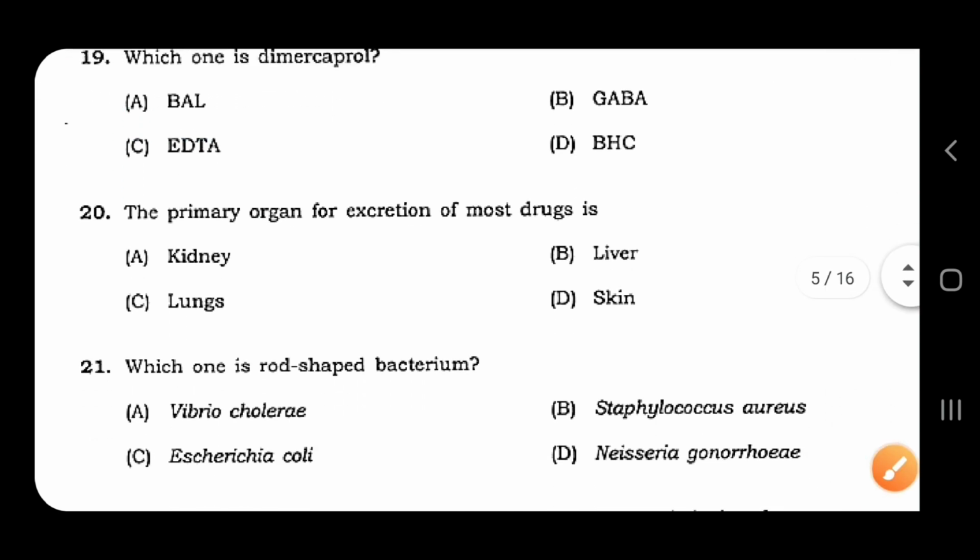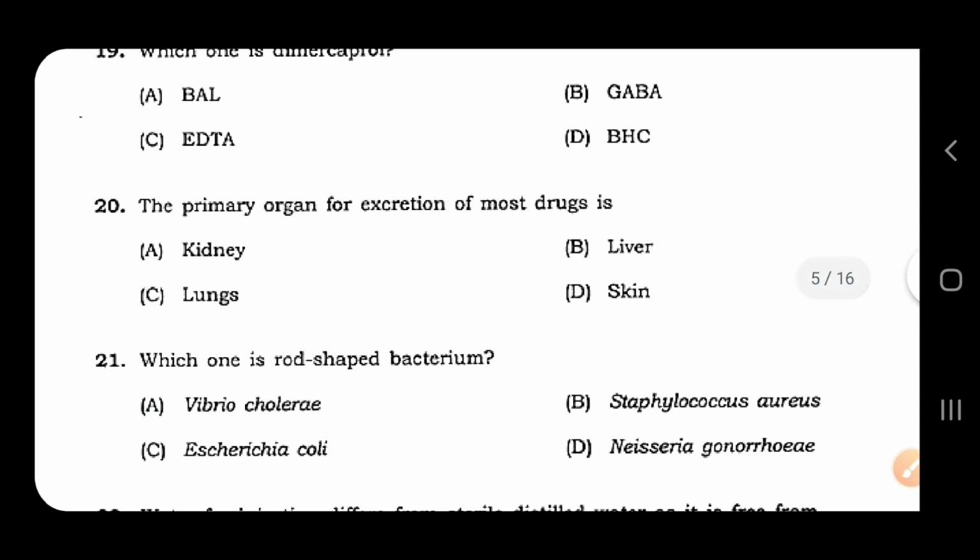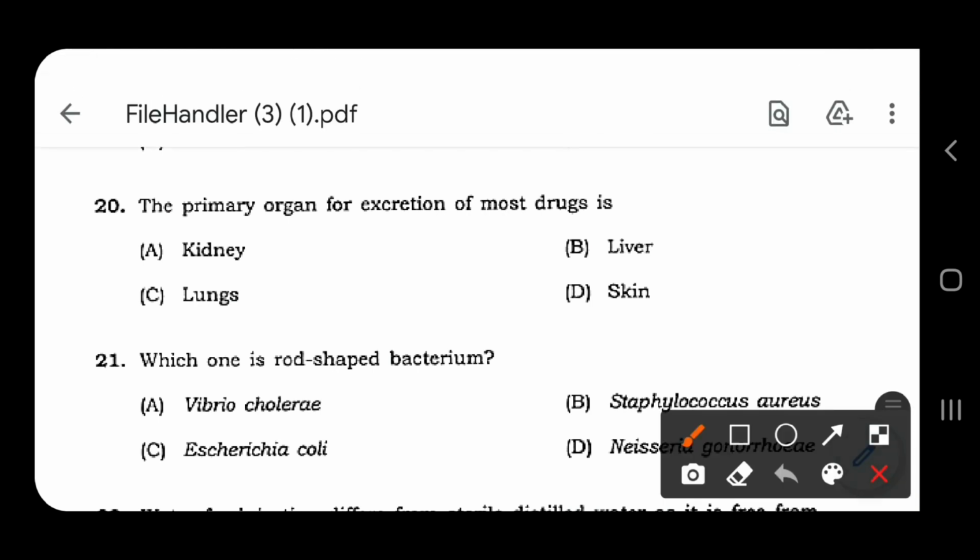Next is question number 20. The primary organ for excretion of most drugs is: kidney, liver, lungs, and skin. Here the correct answer is kidney, because most drugs are excreted through the kidney. The other 3 organs also act as excretory organs.